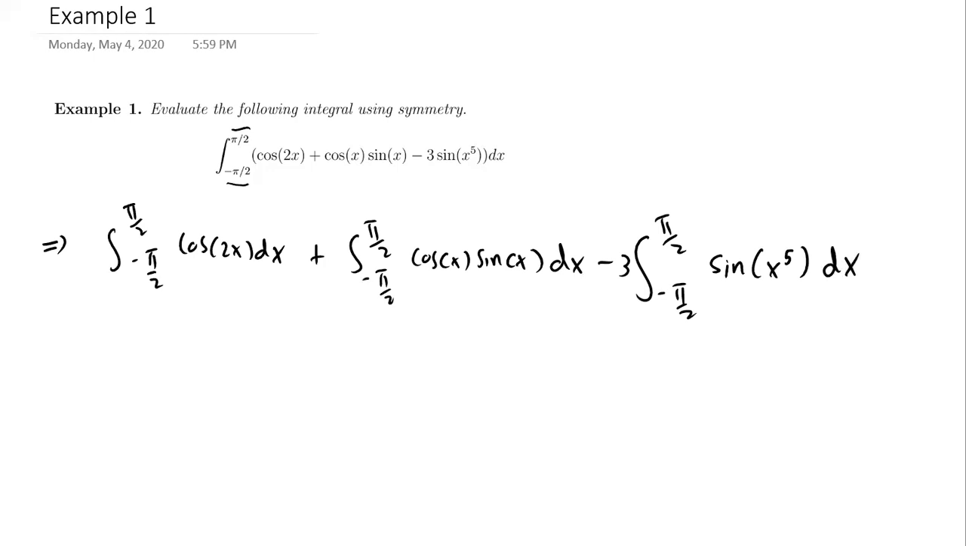Now, we want to use symmetry, meaning that we want to identify whether each of these functions is even or odd. So let's go ahead and do that. Let's start with cosine of 2x. I want to check if this is even or odd, so let's call it f of x. Let's just go through the property. Let's plug in negative x. I'm going to do the algebraic property instead of graphing because it's going to be faster.